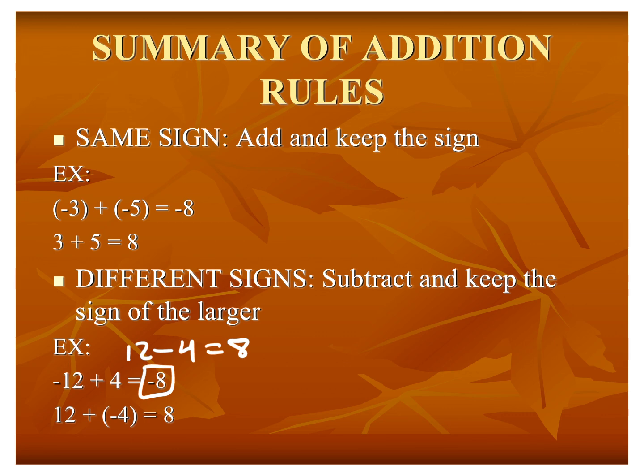Similarly, if we have 12 plus negative 4, they have different signs. The 12 is positive, the 4 is negative. So we're going to do 12 minus 4 equals 8. And then since 12 is our bigger number and it has a positive, our final answer is going to be a positive 8.